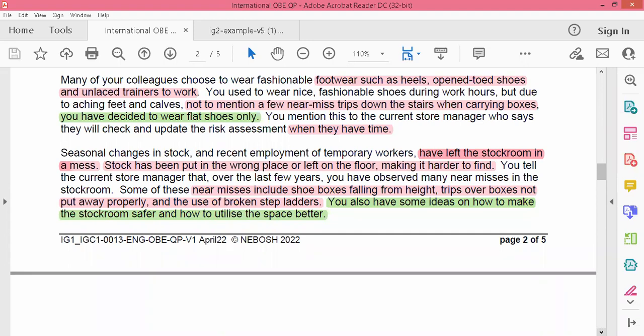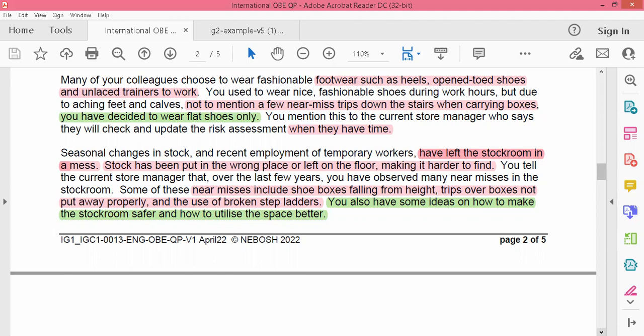You tell the current store manager that over the last few years you have observed many near misses in the stock room. Some of these near misses include shoe boxes falling from height, trips over boxes not put away properly, and the use of a broken step ladder. You tell the manager that you observed a lot of these near misses in a few years, boxes falling from height and trips over boxes, but these near misses were not recorded.